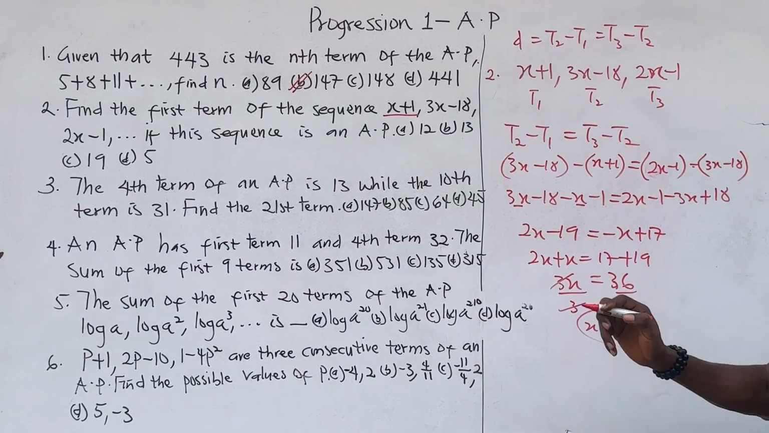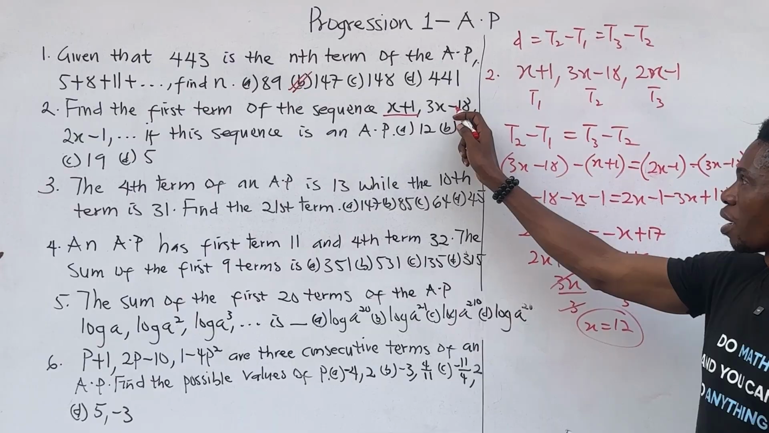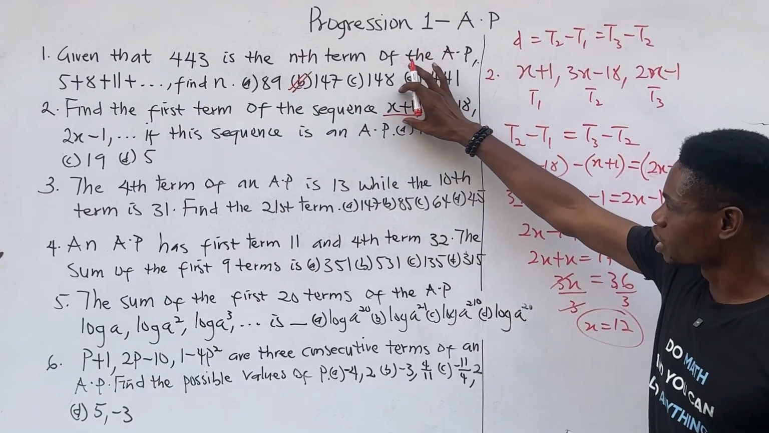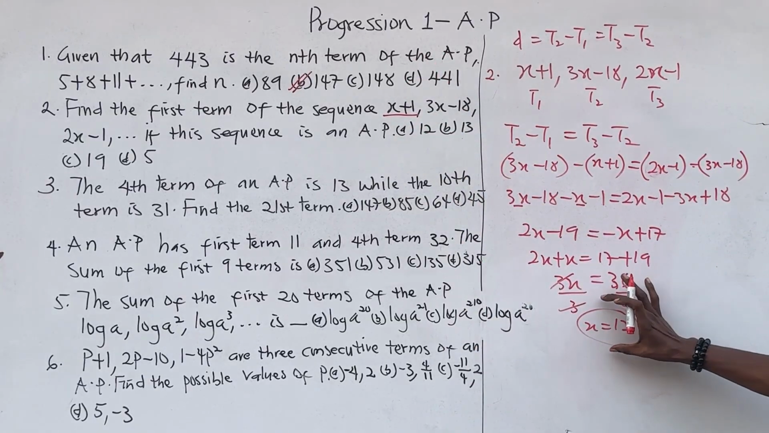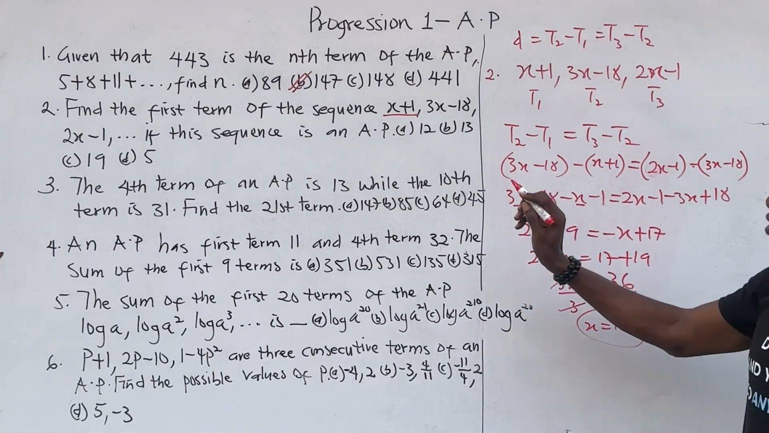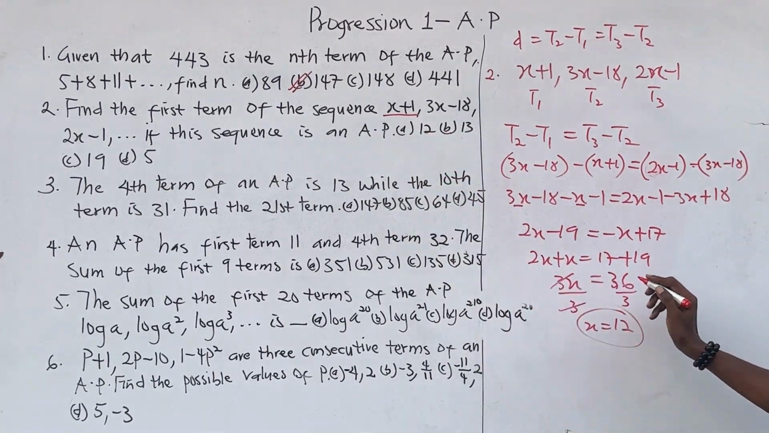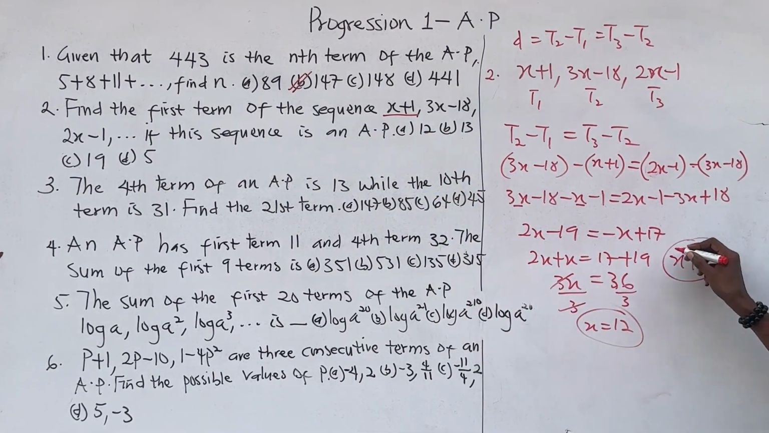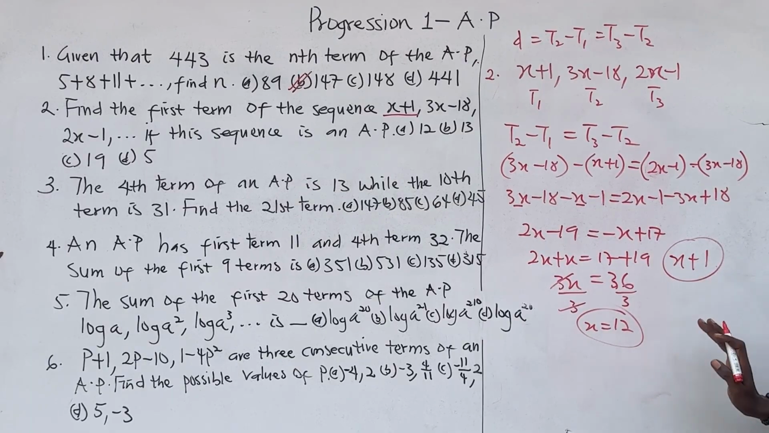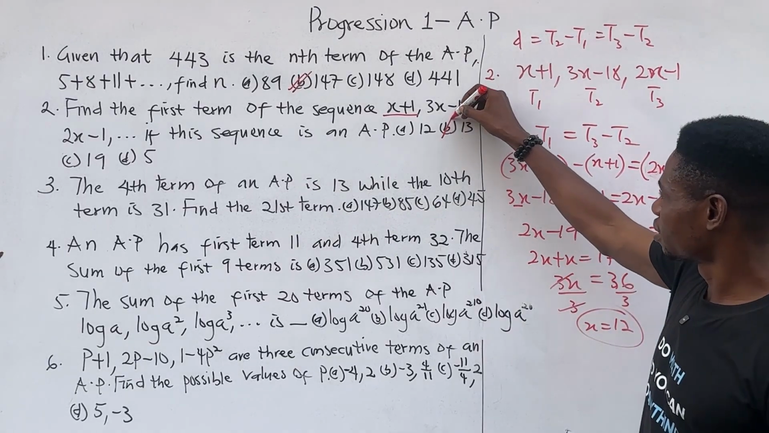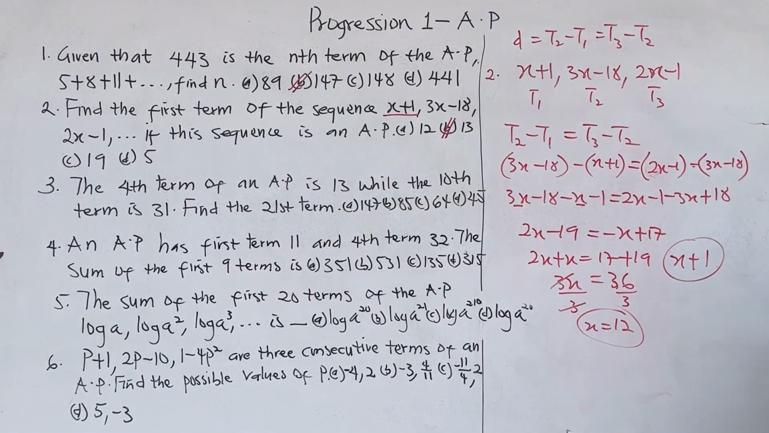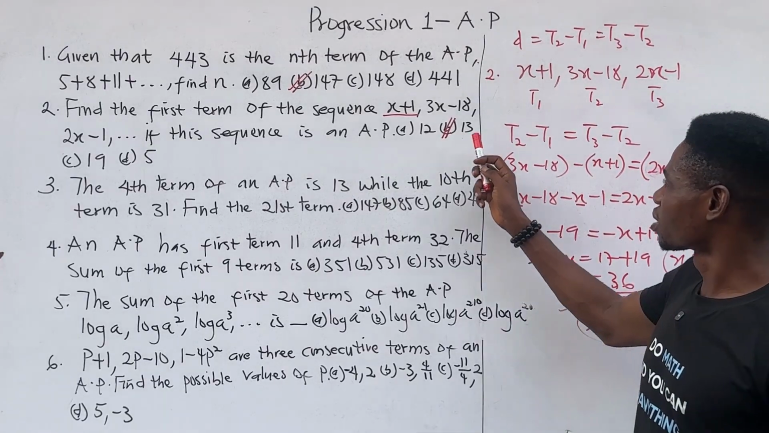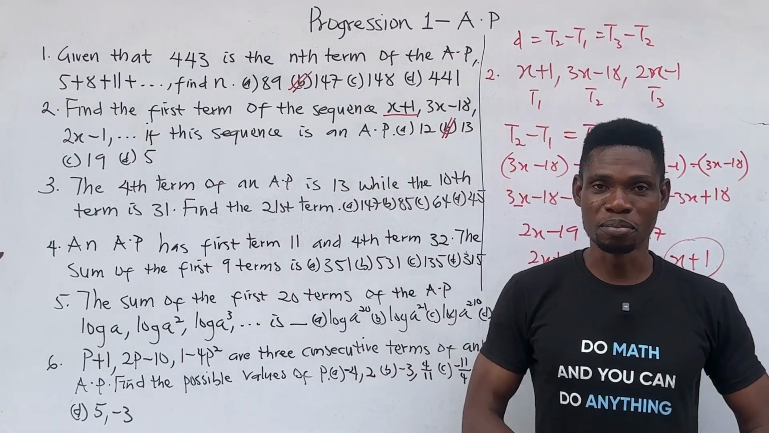So the first term is x plus 1. The second term is 3x minus 18 and so on. So the first term, x plus 1, is what we are interested in. And since our x is 12 by calculation, if you choose 12 here, you will be wrong. Our first term is x plus 1, so which is our 12 plus 1, and the correct answer will be 13. So for number 2, our correct answer is option B.